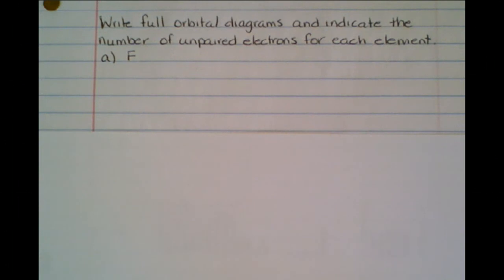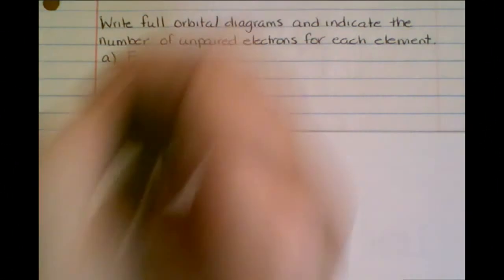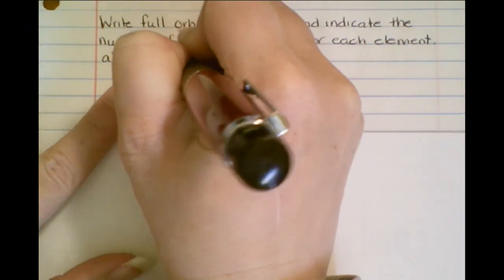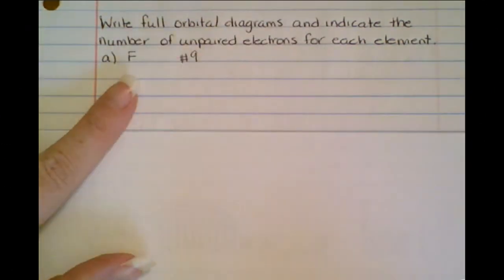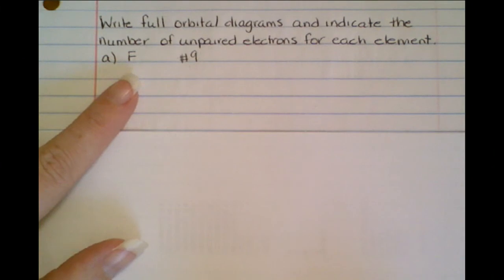We want to look at how to write full orbital diagrams for different elements. So what you need to first start out with is your periodic table in order to complete these. You're going to go find fluorine on the periodic table, and when you find it, you'll notice that it has the atomic number 9. So what I want to do first is write the electron configuration out for F.